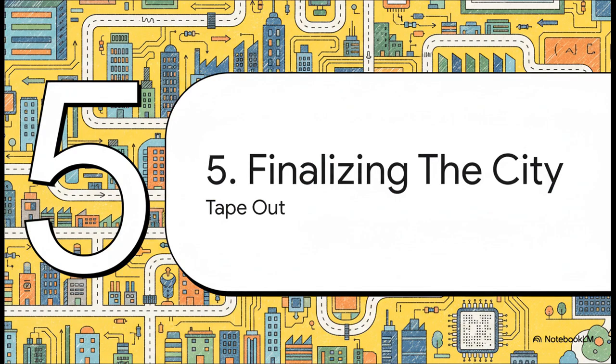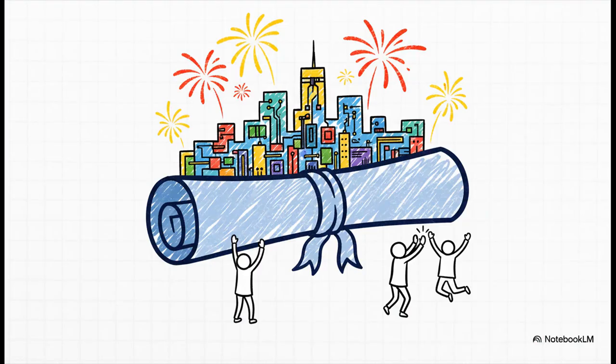So after countless hours, and I mean countless hours of planning, placing, routing, and going back and fixing things, the design is finally done. It's been checked, double-checked, and verified. Now it's time to lock it down and send it off to be built. This huge milestone has a special name, tape out, and it is a massive moment for the entire design team. It's a time for celebration because it marks the end of an incredibly difficult, long, and complex process. The blueprint is officially final.